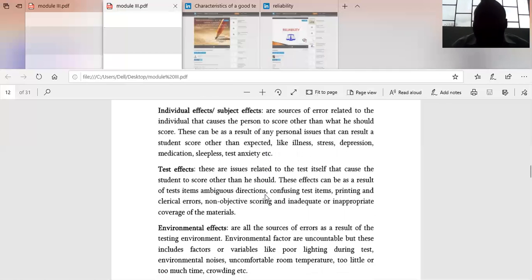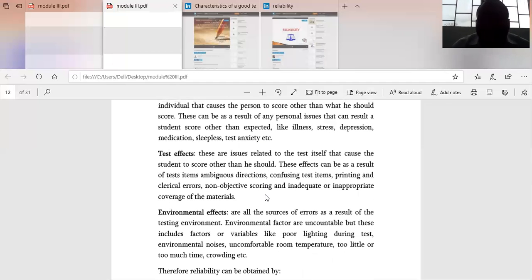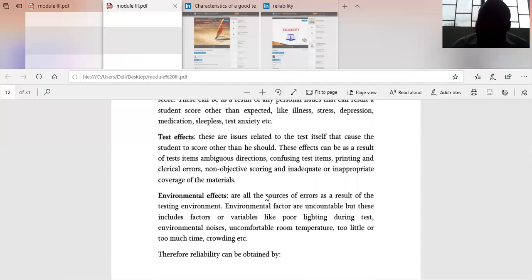Another factor that may cause error is environmental effect. Are all those sources of error as a result of the test environment? The classroom environment, the environmental factors, where the test was conducted is not favorable. It's not conducive for students to take a test. Find that maybe there is poor writing during the test. There's no ventilation.